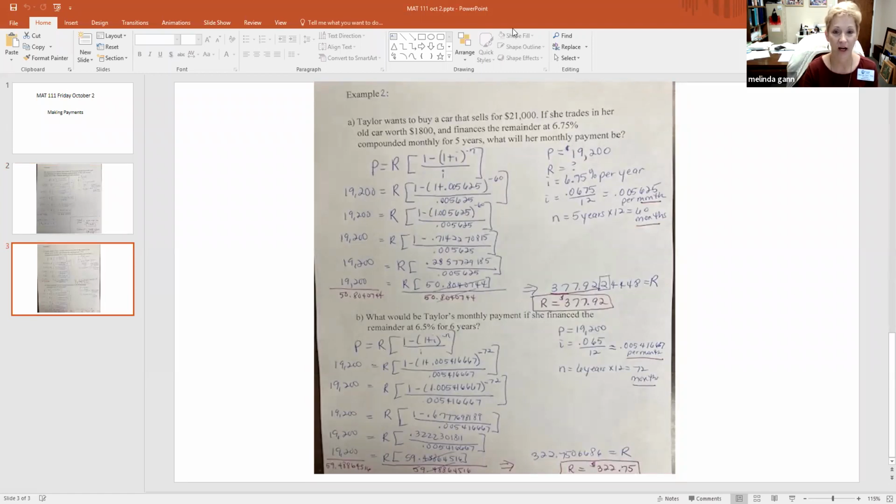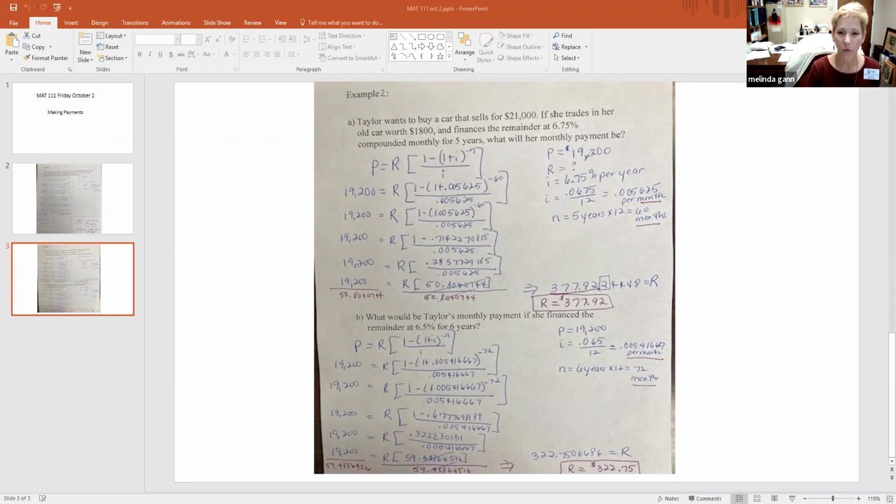This one says that Taylor wants to buy a car. So this car sells for $21,000, but she's got an old car that she can trade in. Now her old car, they'll give her $1,800 for that old car. So she's going to finance the remainder, what's left, at 6.75% compounded monthly for 5 years. So I asked, what would her monthly payment be? Now again, with payments, here's my formula. So I'll go over here and put a P and an R and an I and an N.